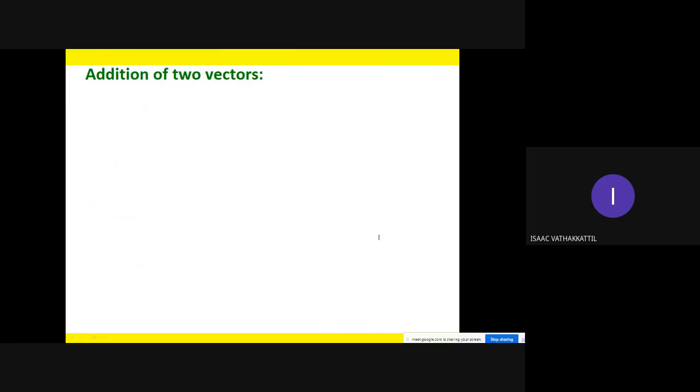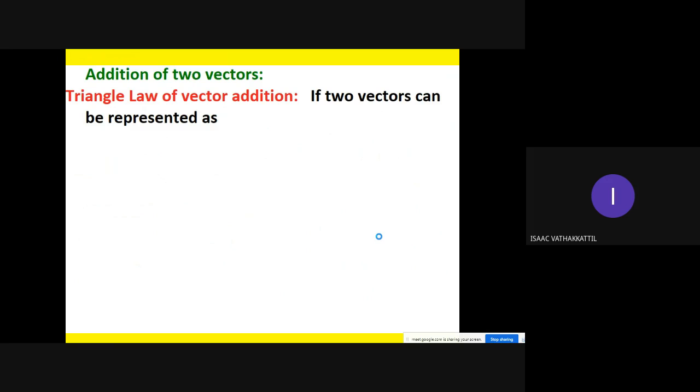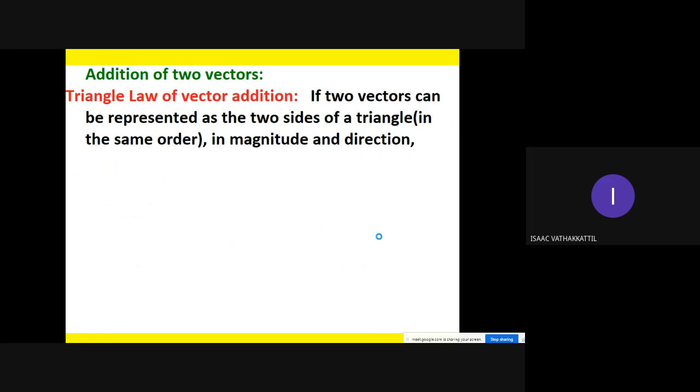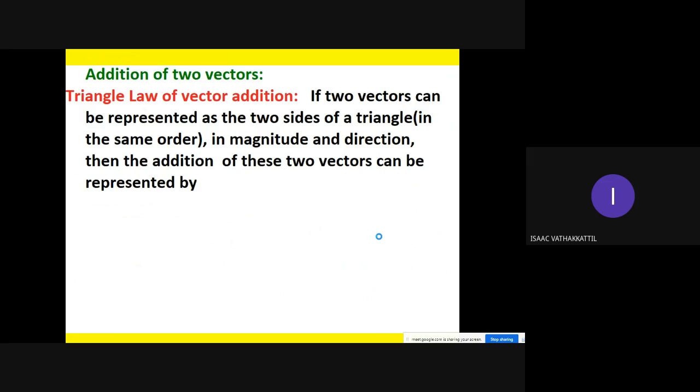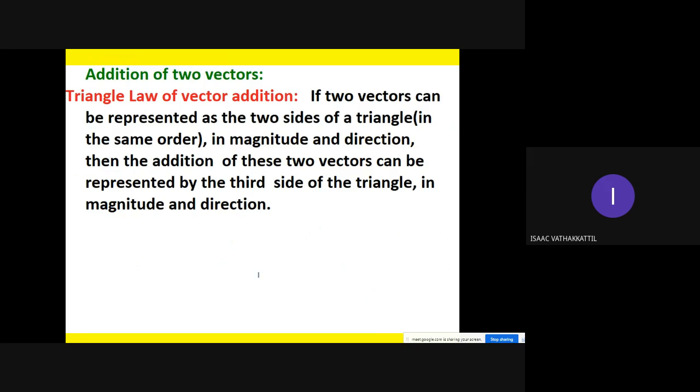Okay. Now addition of two vectors. We have two laws here. One is mainly the triangular law of vector addition. That means if two vectors can be represented as the two sides of a triangle in the same order, in magnitude and direction, then the addition of these two vectors can be represented by the third side of the triangle in magnitude and direction.